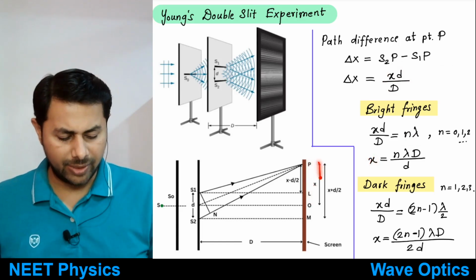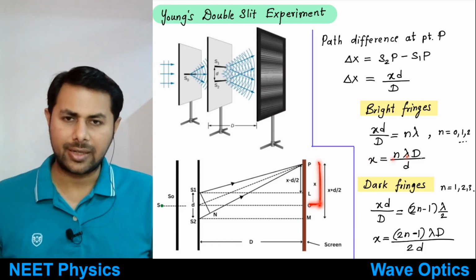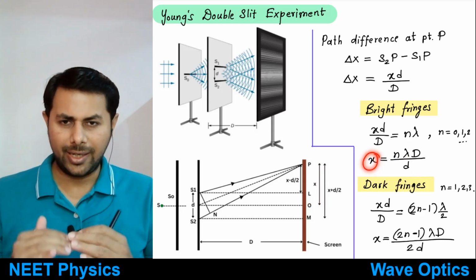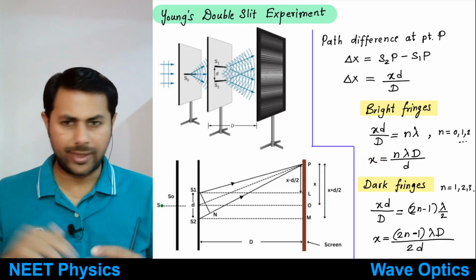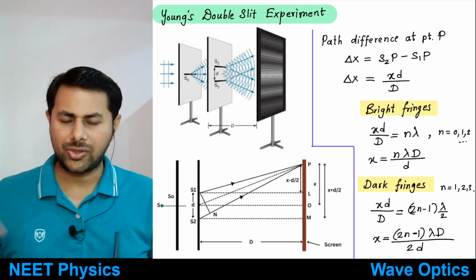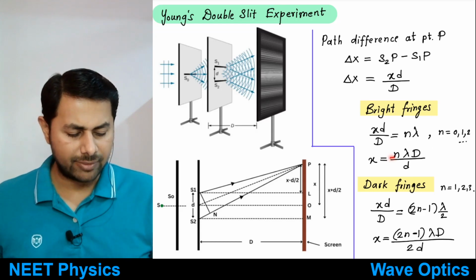And therefore the distance of that point from the center of the screen is equal to n times lambda capital D by small d. Okay, so the distance of the nth bright fringe, or band, from the center is equal to n times lambda capital D divided by small d.